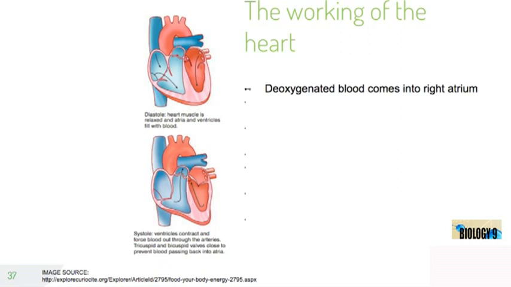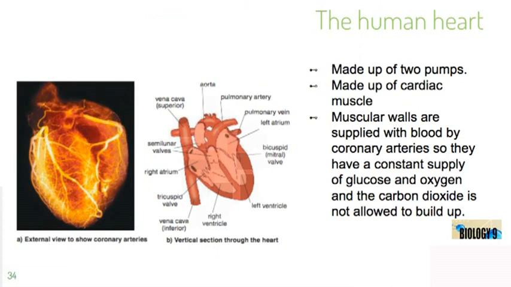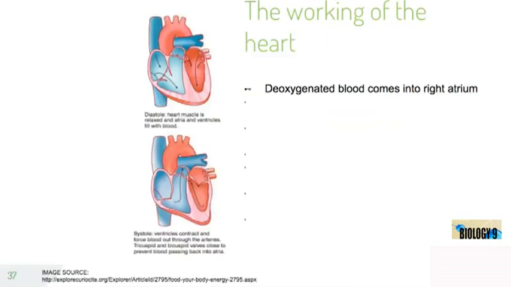To start with, deoxygenated blood comes into the right atrium. What you'll notice here, and also in my diagram, is that on these diagrams the right is shown on the left as you're looking at it, because it is as if the person who owns this heart is facing you. So the right atrium is just up the top. It's this section here that the deoxygenated blood is coming into.